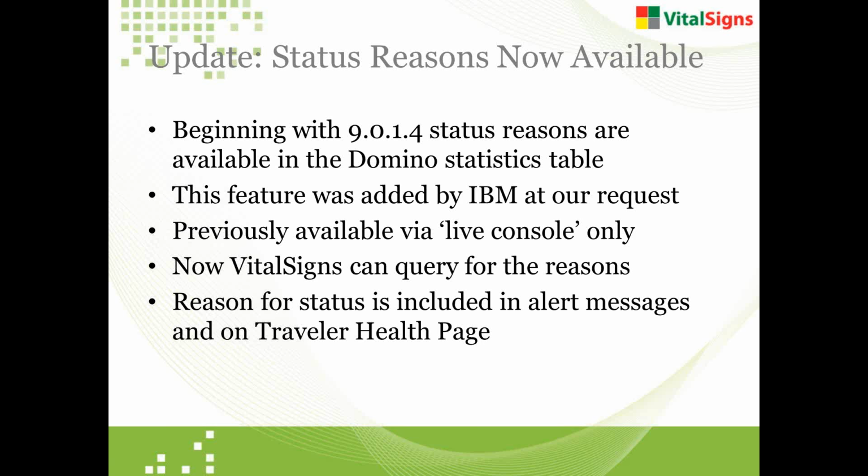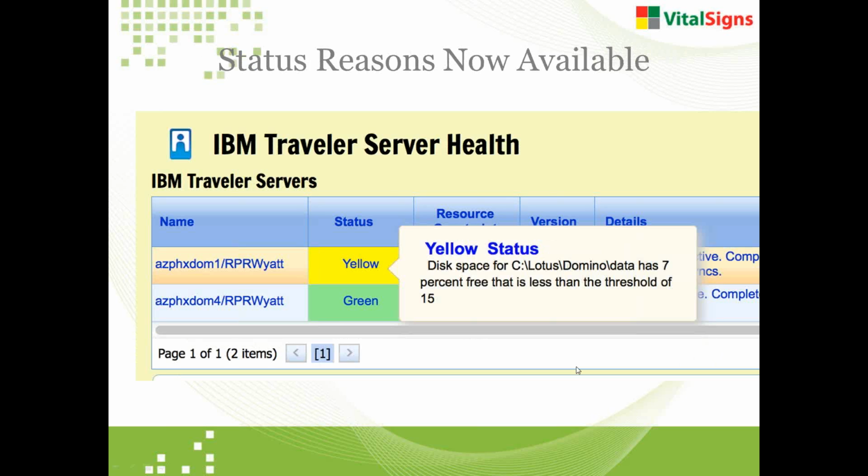What that means is now VitalSigns can query for the actual status reasons, and when we get the reasons, we can stick them up on our dashboard, and we can also pass them out in the alert message that we send out to the administrator. So for example, if a Traveler server suddenly goes red because it's running out of disk space, we'll send the alert out to the administrators and say, hey, your Traveler server DOM1 just went red, and the reason is because it's about to run out of disk space, which makes it a whole lot more actionable, in my opinion. So I'm psyched about that one.